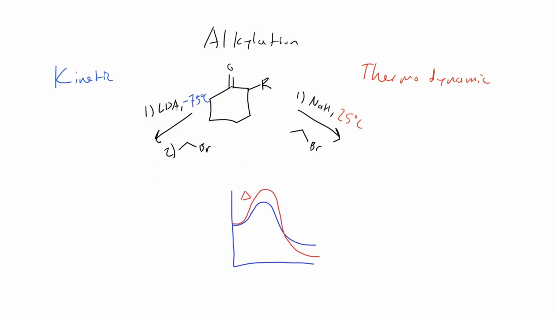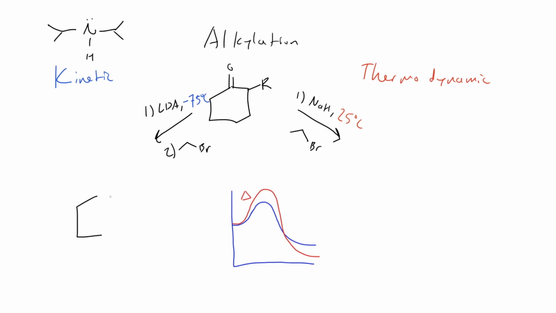And notice how we use LDA for this situation. LDA is favorable to this position right here, because if you recall, LDA is this large and in charge base right here, which is big and bulky, and it's not going to want to go right here. It's going to want to deprotonate the less substituted position for less steric interference, and it's always going to get this side. So if you want to go the kinetic route, make sure you use a big bulky base, a strong one as well. So LDAs are a perfect candidate for this here.